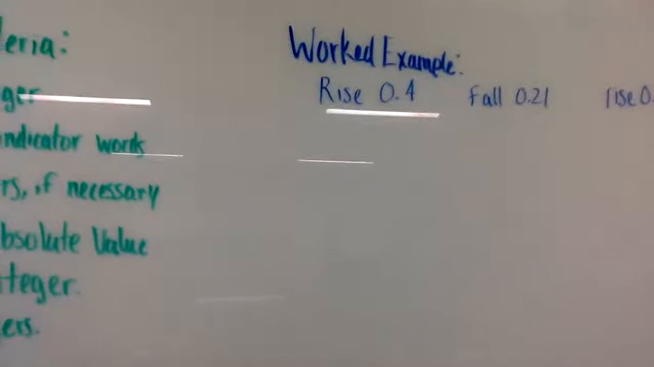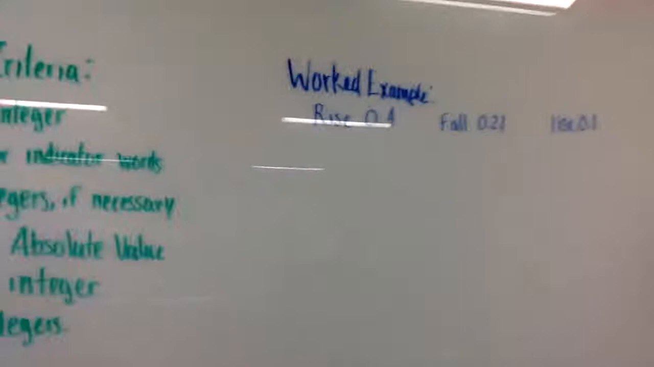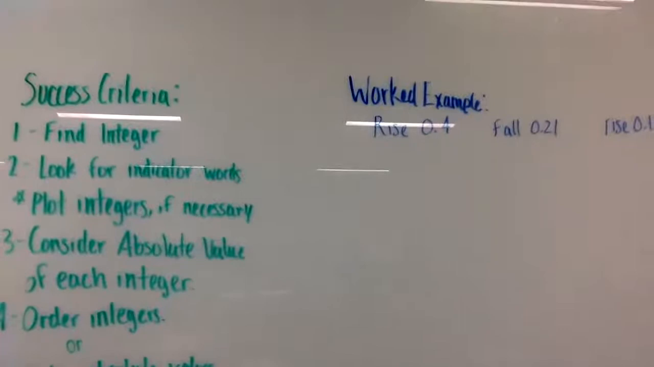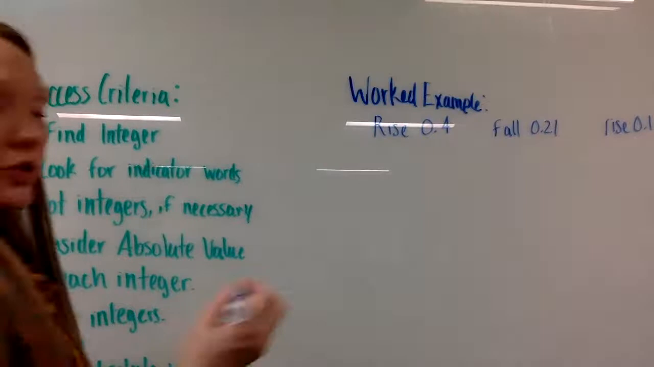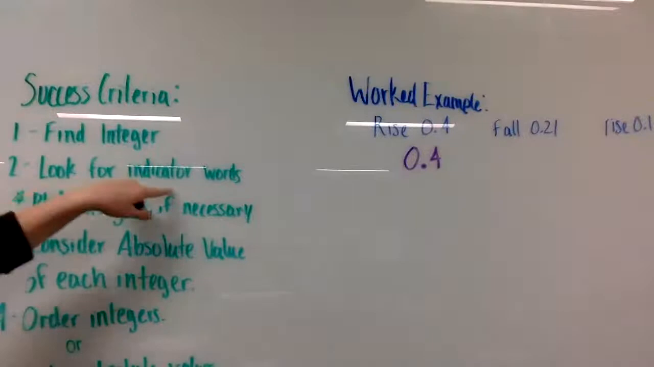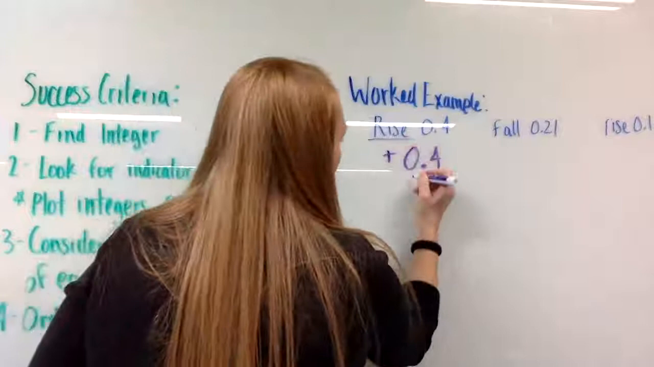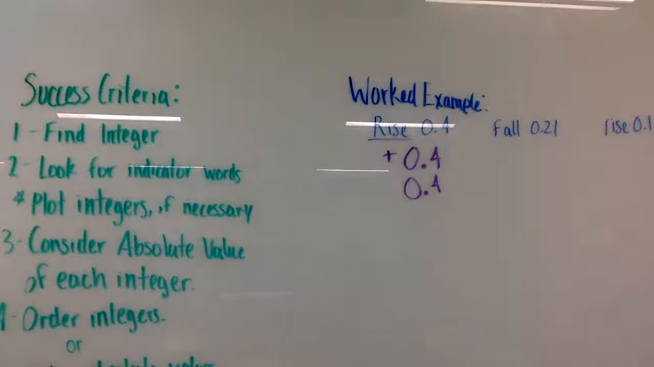Okay, find the integer: 0.4, four tenths. The integer is 0.4. Look for indicator words. Rise, that means an increase, so I know that means positive. And we don't always write the positive symbol when it's a positive number because we assume it's positive. Okay, I could plot the integers if I wanted to. I could write the absolute value.